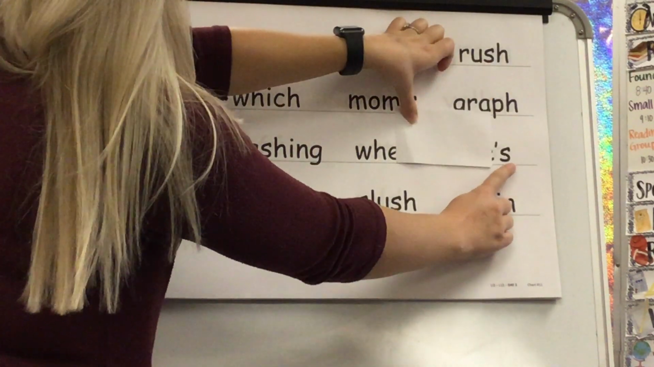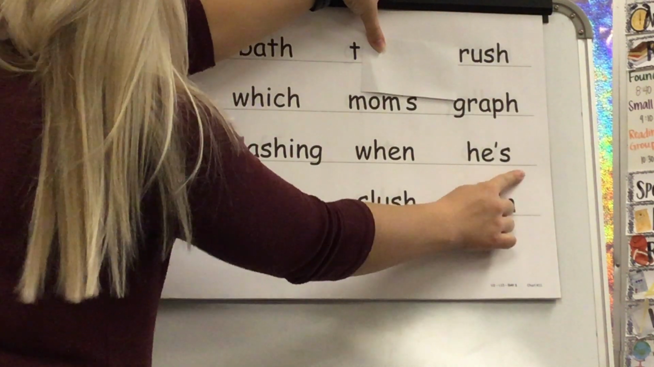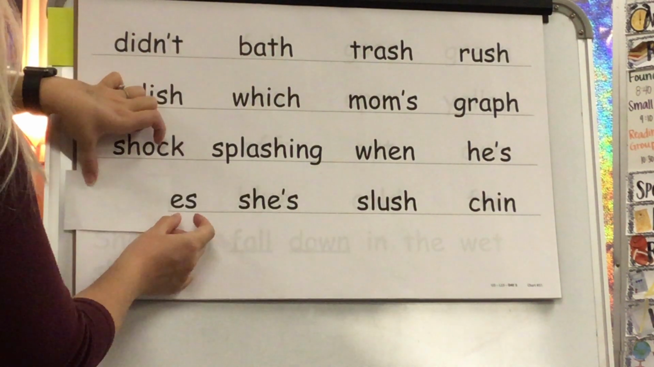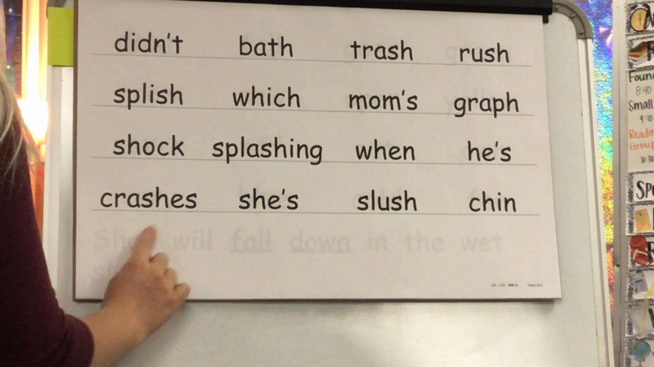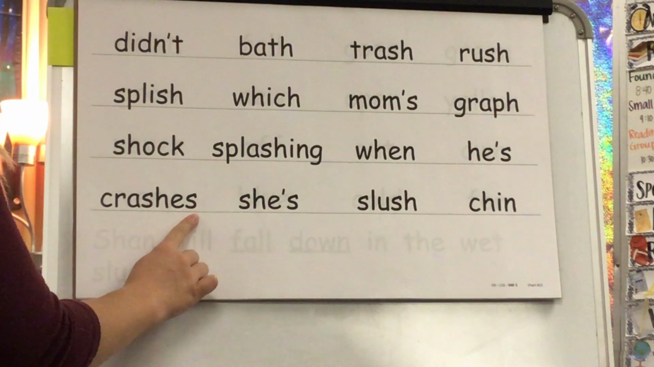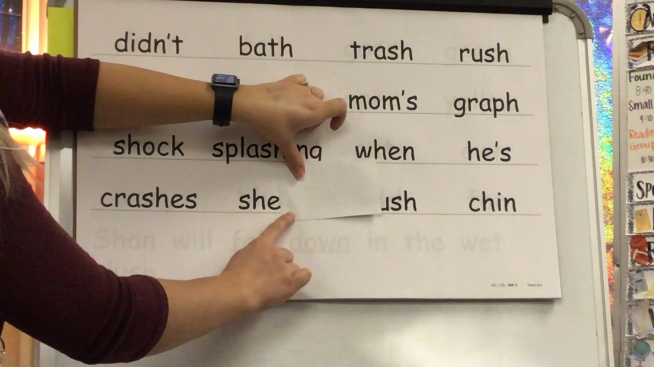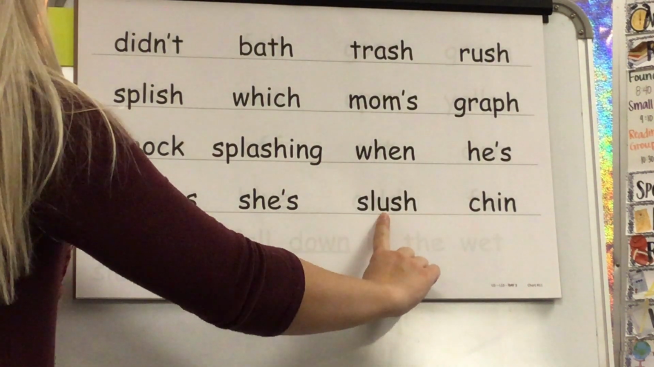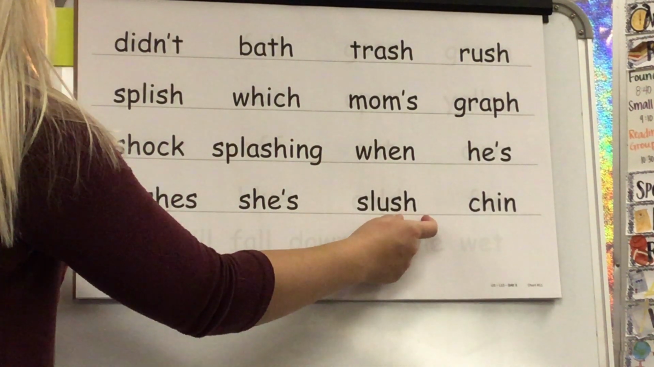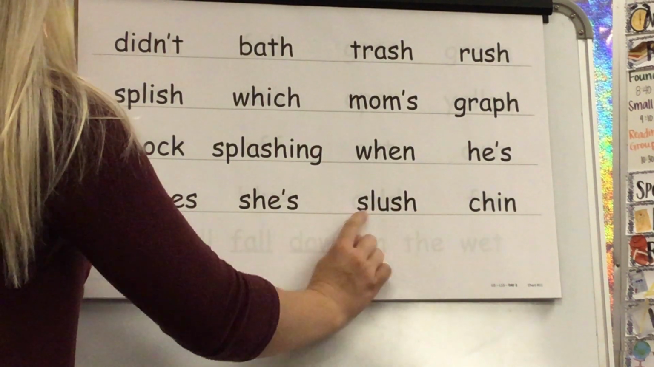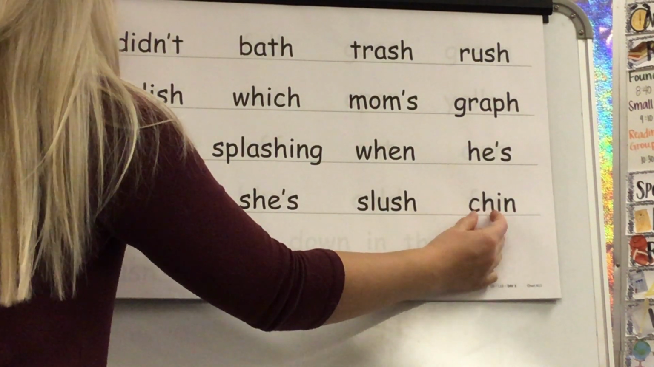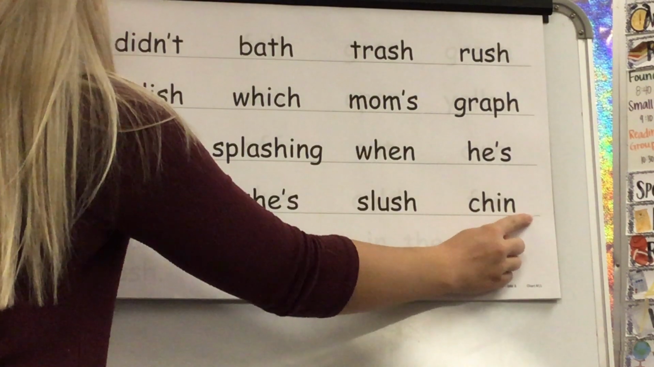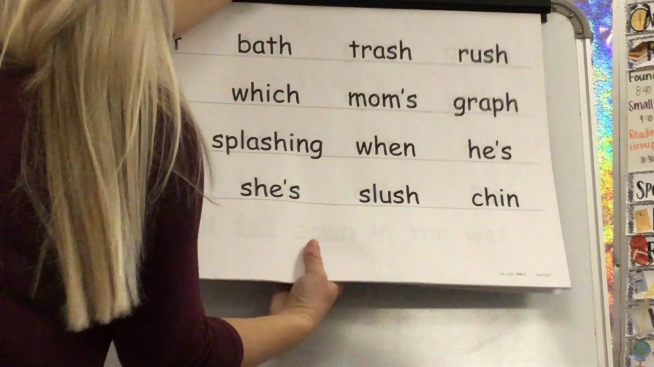Word, he. Sound, s. Contraction, he's. Word, crash. Ending, es. Blend, crash, es. Word, crashes. Word, she. Sound, s. Contraction, she's. Sound, sh. Blend, slush. Word, slush. Sound, ch. Blend, chin. Word, chin. Great job. We have two new heart words to talk about today.